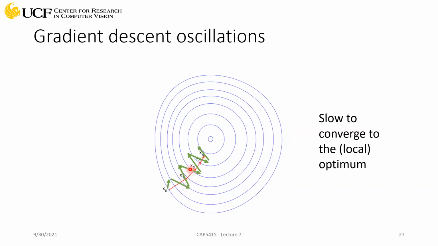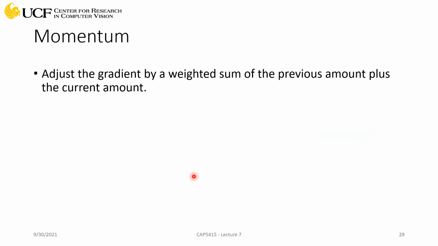So it will be like a smooth curve instead of a zigzag. And that's called momentum. And there are a lot of variations of this. I will just briefly cover the intuition for why this is useful.